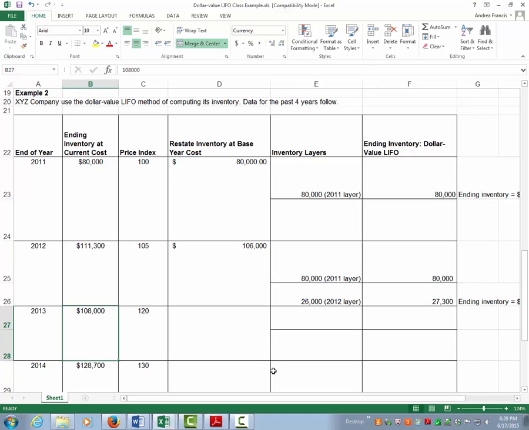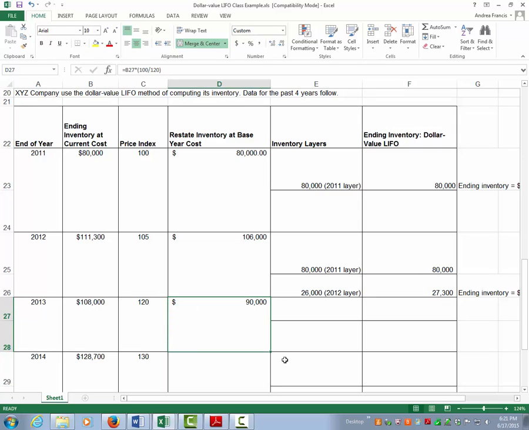In 2013, we're told that we have $108,000 of inventory in 2013 prices. Do you notice that this number is slightly lower? So we must have actually liquidated some portion of our previous inventory. But let's see how the numbers shake out. So we're going to take the 108,000 and we're going to restate it in 2011 prices, which tells us that there is $90,000 of inventory in 2011 prices.